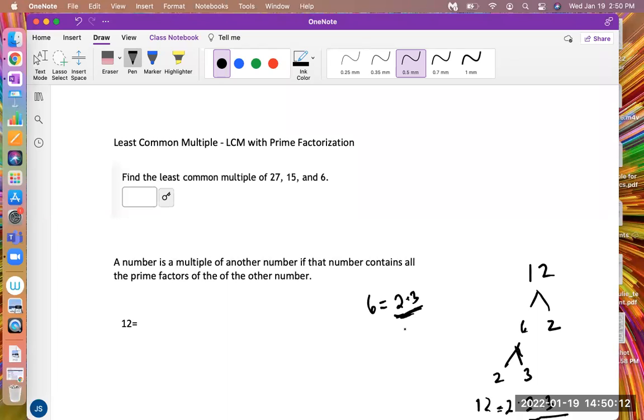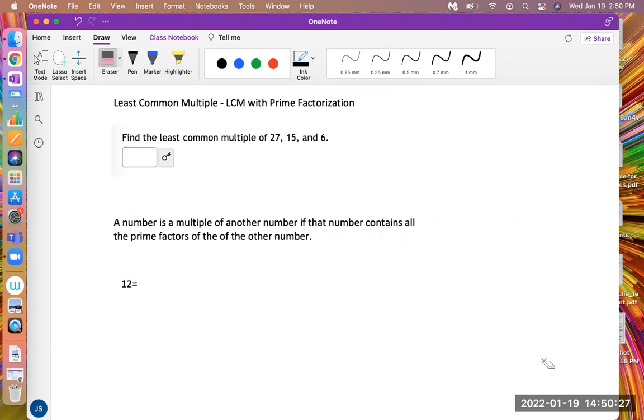And that's all it has to do. If a number is a multiple of another number, all it has to do is contain all of its prime factors when you prime factorize that number. So any number that has a 2 and 3 in its prime factorization is a multiple of 6.